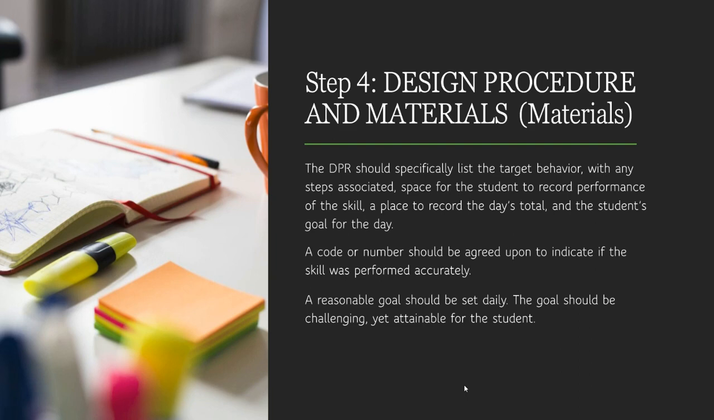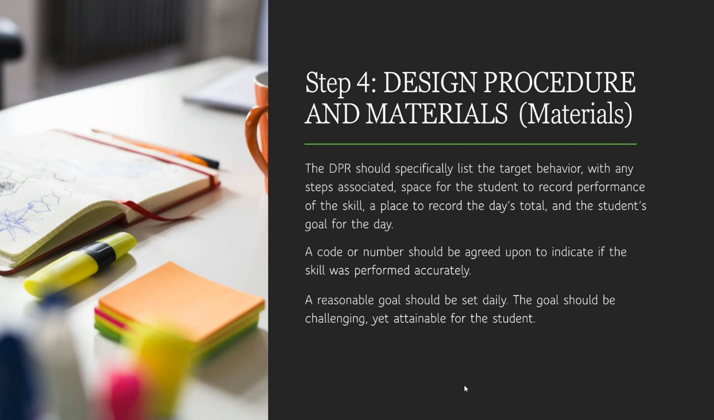Again, this is an intervention that will be tracked using a daily progress report. So that daily progress report should specifically list those target behaviors with any steps associated. It should have space for the student to record their performance of that skill, a place to record the daily total points that they received, as well as a space to record what the goal is for the day. So there should be a code or a number agreed upon to indicate if that skill was performed accurately. There may be some cases where there could just be a yes or no. So if it's a question like, is the student on task?